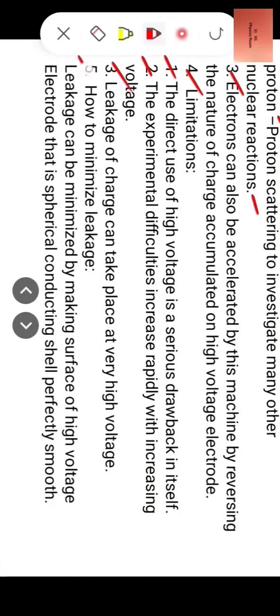Now the 5th part of this topic is how to minimize leakage. Leakage can be minimized by making the surface of the high voltage electrode, that is the spherical conducting shell, perfectly smooth. So by making the surface of the high voltage electrode perfectly smooth, we can minimize leakage.